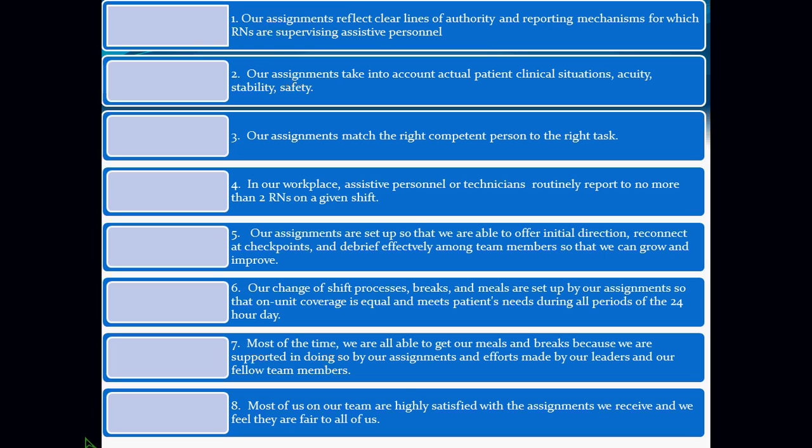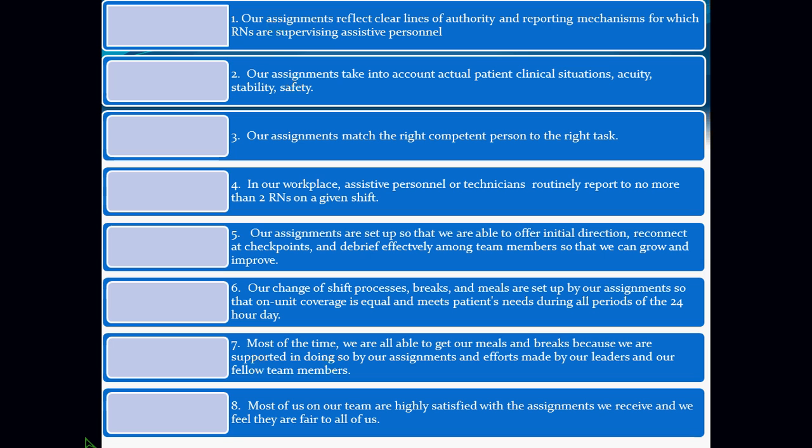That fourthly, in our workplace, assistive personnel or technicians routinely report to no more than 2 RNs, and that's one that we want to hope for. Fifthly, that the assignments are set up so that nurses are able to offer initial direction and reconnect at checkpoints and debriefing effectively so that the teams can grow and improve. Sixth, that the change of shift processes, breaks, and meals are set up so that on-unit coverage is equal and meets the patient's needs during all periods of the 24-hour day.